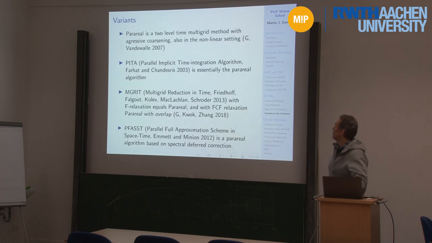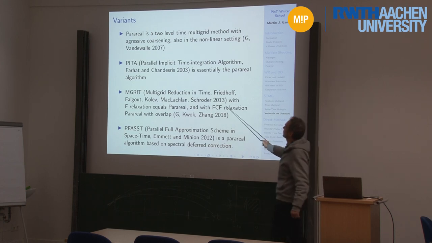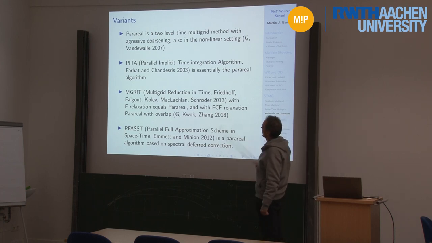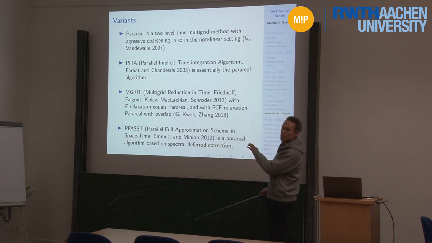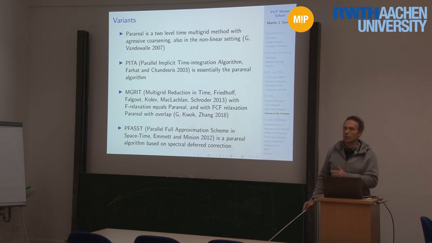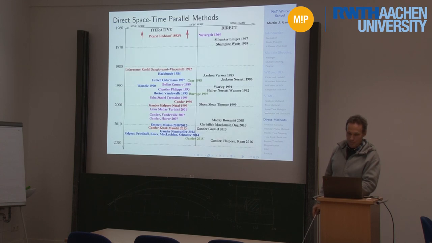There are multigrid variants. Parareal, for example, you can show is a multigrid algorithm. PITA was a parareal variant, which is a multigrid algorithm. MGRIT is a very well-known algorithm that's also just parareal. And if you do it with a special relaxation, it becomes a parareal algorithm with overlap. FAST is also such an algorithm. It's well known. If you hear one of these buzzwords, they all go into this multigrid category. But I will not explain them in detail. They're explained in the book in detail.